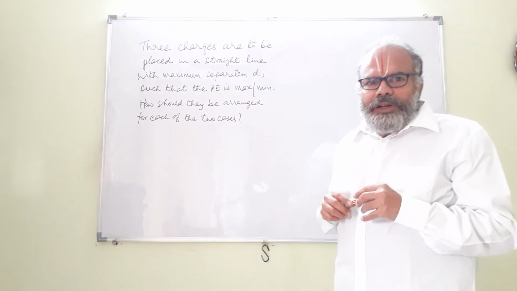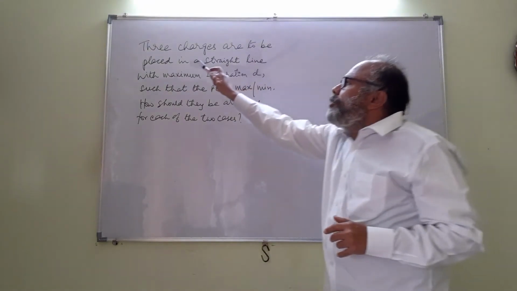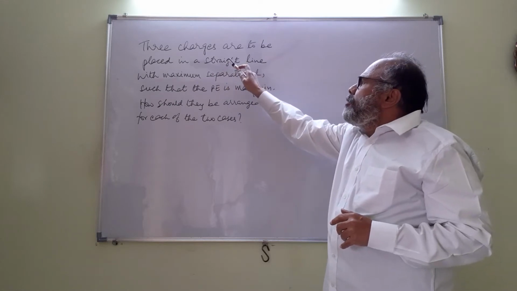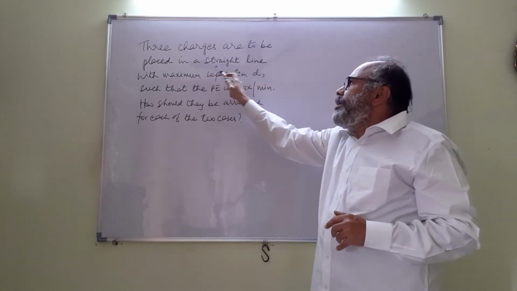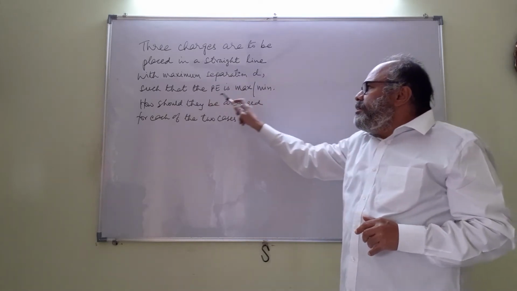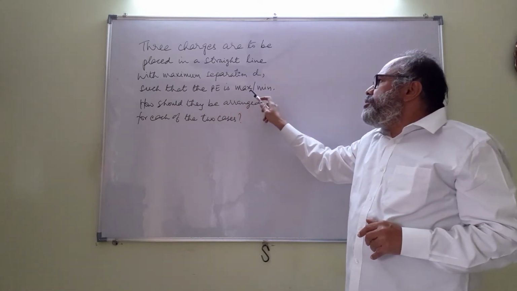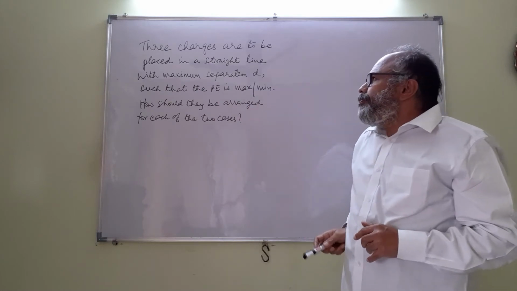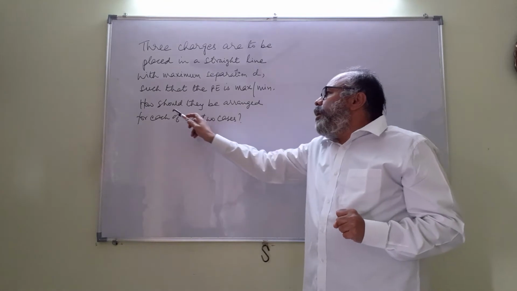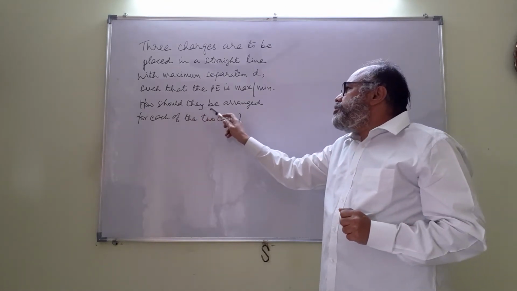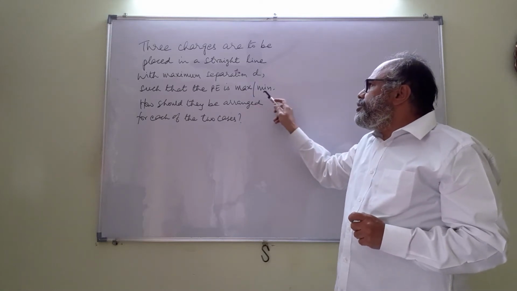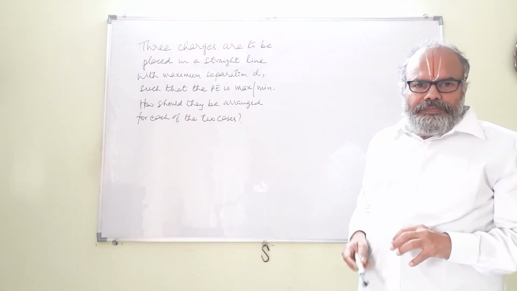In this video, we would like to see three charges which are to be placed in a straight line with a maximum separation d such that the potential energy is maximum or minimum. So that is what we wish to do. And how should the charges be arranged for each of the two cases, that is, the maximum potential energy and minimum potential energy?